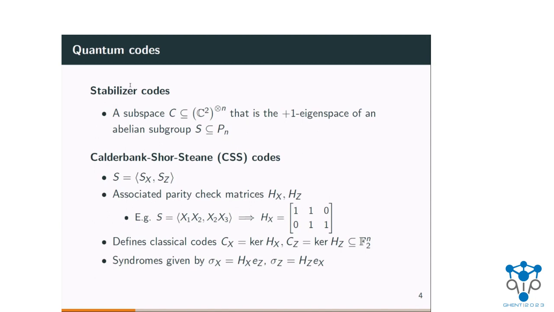Associated with these types of codes, we can write down parity check matrices, which capture all of the essential information of the CSS codes. As an example, if our stabilizer group was X1X2 and X2X3, then we would have this HX matrix where the first row corresponds to the first stabilizer and the second row corresponds to the second stabilizer. These parity check matrices also define classical codes, which are the kernels of the matrices. To illustrate that these matrices contain all the information we need, if we want to see the syndrome for a given error, we can do a matrix-vector multiplication, where EZ is the locations where the Z errors have occurred, and we multiply by the HX matrix to get the syndrome telling you which stabilizers have been violated.